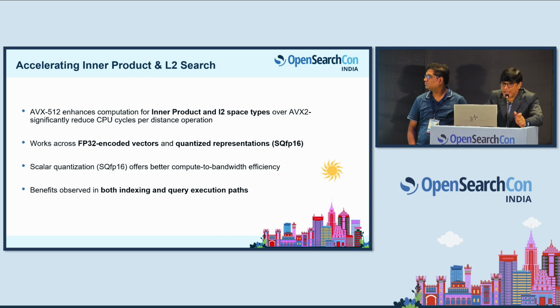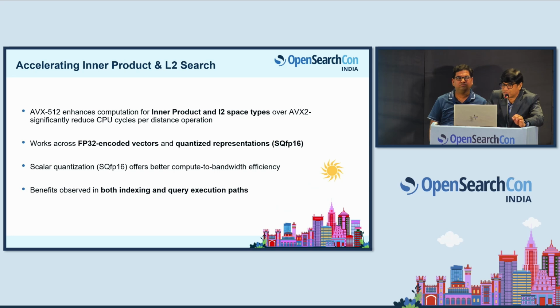It works across, by the way, and it is transparent to the developers. Developer doesn't have to worry about it. It works across FP32 encoded vectors and quantized representation of floating point, which is SQ FP16. SQ stands for scalar quantizer. FP16 is nothing but half precision or half vector. Okay.